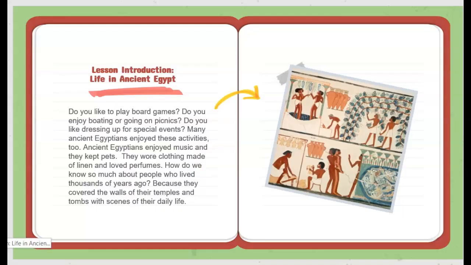Lesson Introduction: Life in Ancient Egypt. Do you like to play board games? Do you enjoy boating or going on picnics? Do you like dressing up for special events? Many ancient Egyptians enjoyed these activities too. Ancient Egyptians enjoyed music and they kept pets. They wore clothing made of linen and loved perfumes. How do we know so much about people who lived thousands of years ago? Because they covered the walls of their temples and tombs with scenes of their daily life.